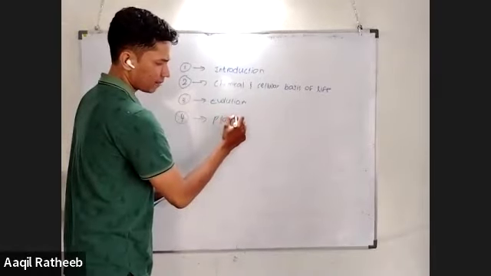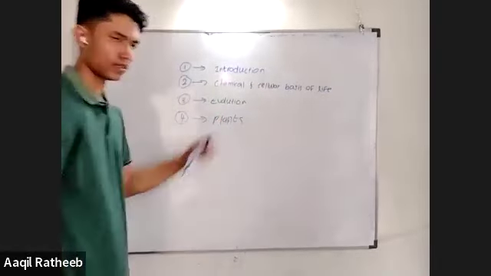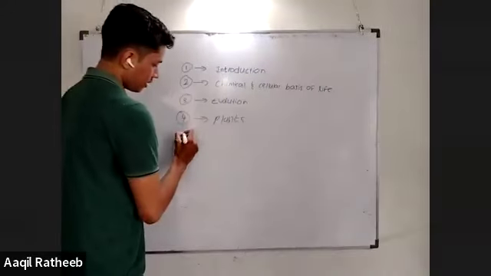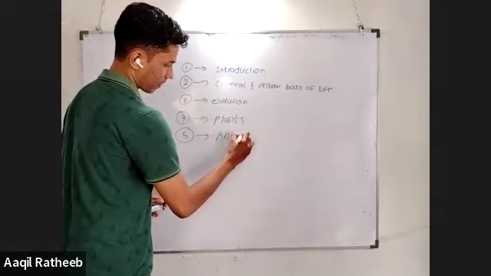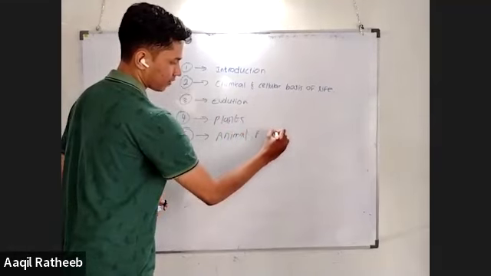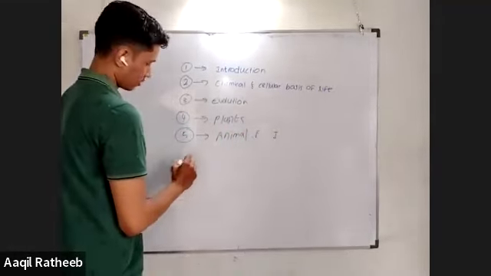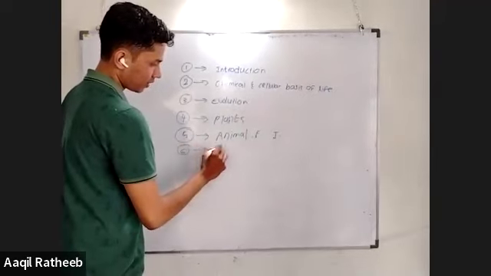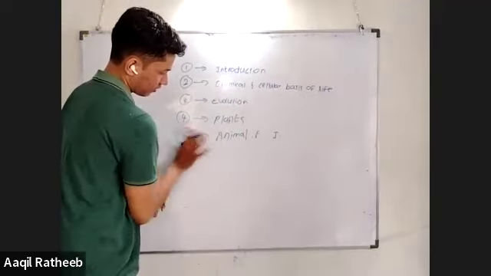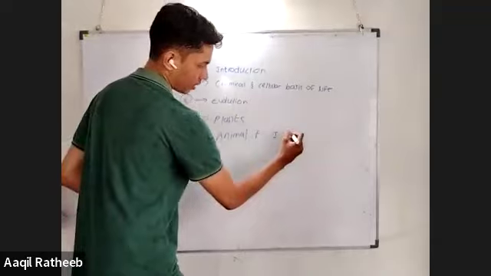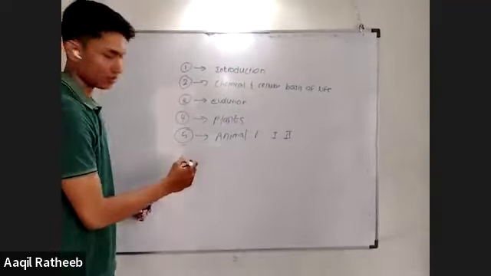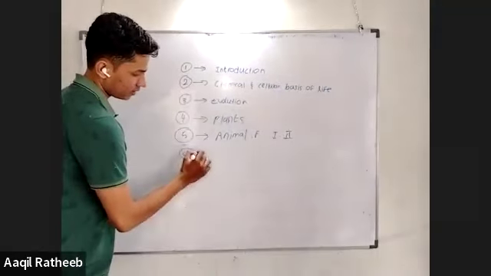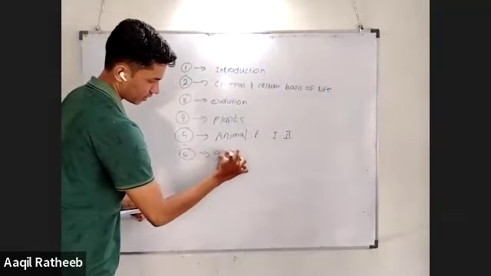I am not giving the full topic, just half of the topic. Fifth one is Animal Form and Function Part 1. Sorry, for the fifth there are two parts, Part 1 and Part 2. Listen carefully, Part 1 and Part 2. Sixth one is Genetics.